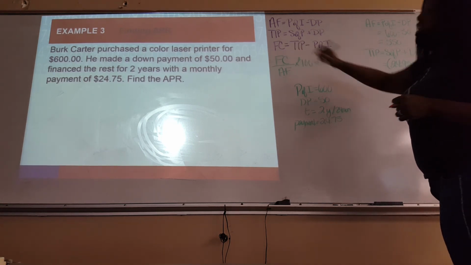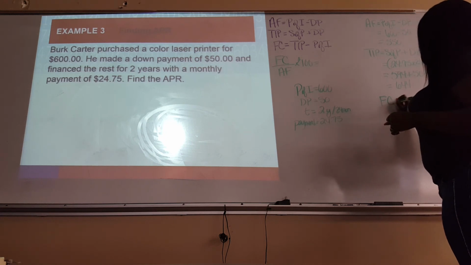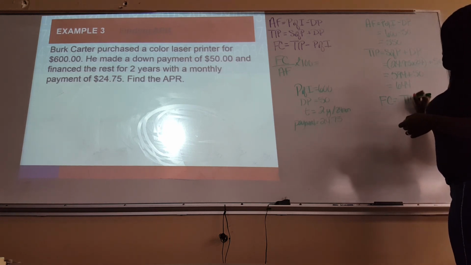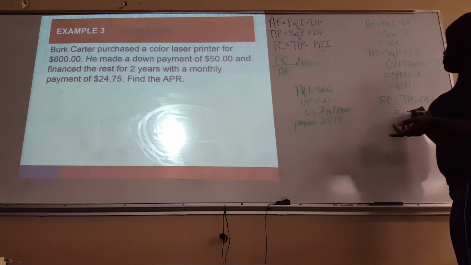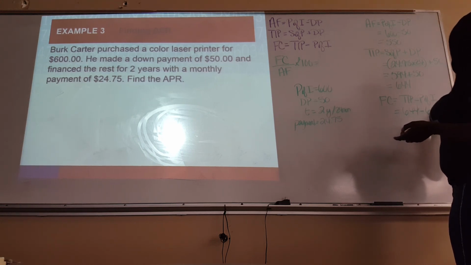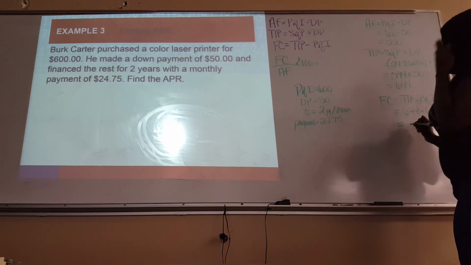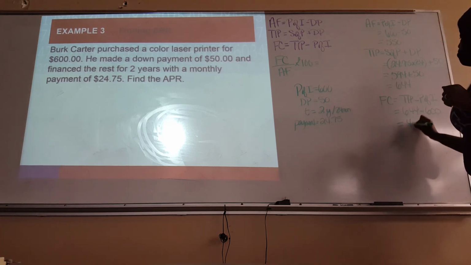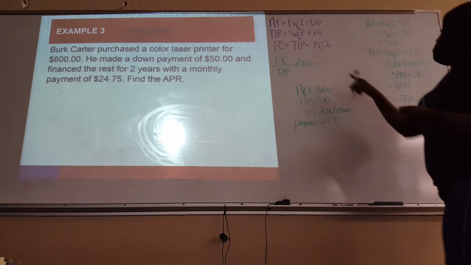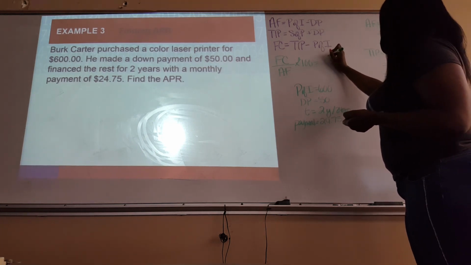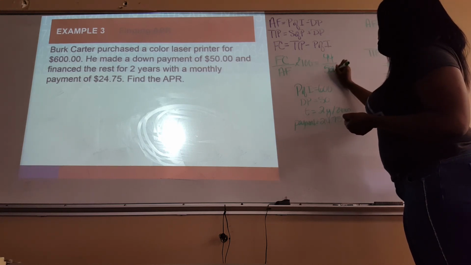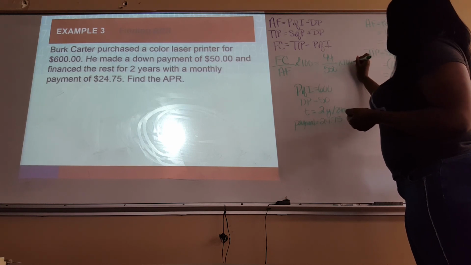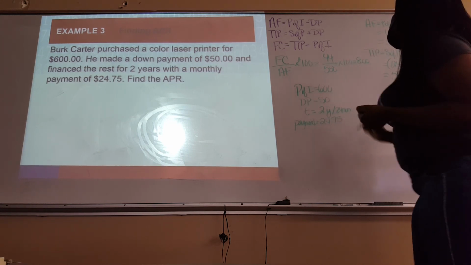So now let's find our finance charge. The finance charge is going to be the total installment price minus the price of the item. Our total installment price is $644, and we subtract the price of the item: $644 minus 600, which is $44. So now we can plug into this equation where we have the finance charge of $44 divided by 550 times 100, and our answer is 8.00.